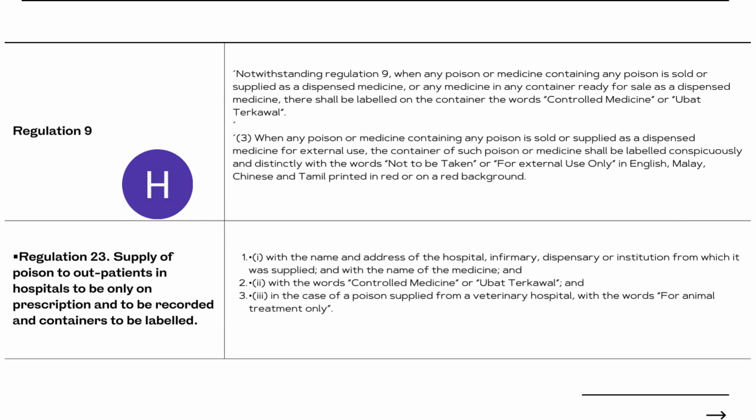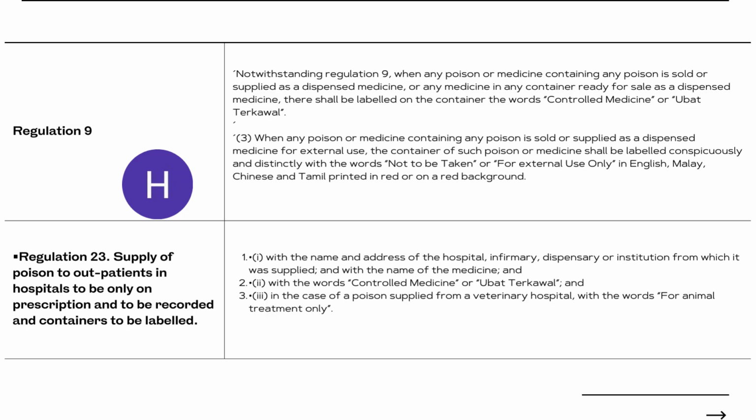Apart from regulations 10 and 12, other regulations are regulation 9 and 23. Under regulation 9, it states that any poison or medication containing any poison that is sold or supplied, the container must have the label "control medication," or in Malay, "ubat kawal." And then, as mentioned before, if the medication is intended to be used externally, another label, "not to be taken" or "for external use only," must be printed and pasted on the container.